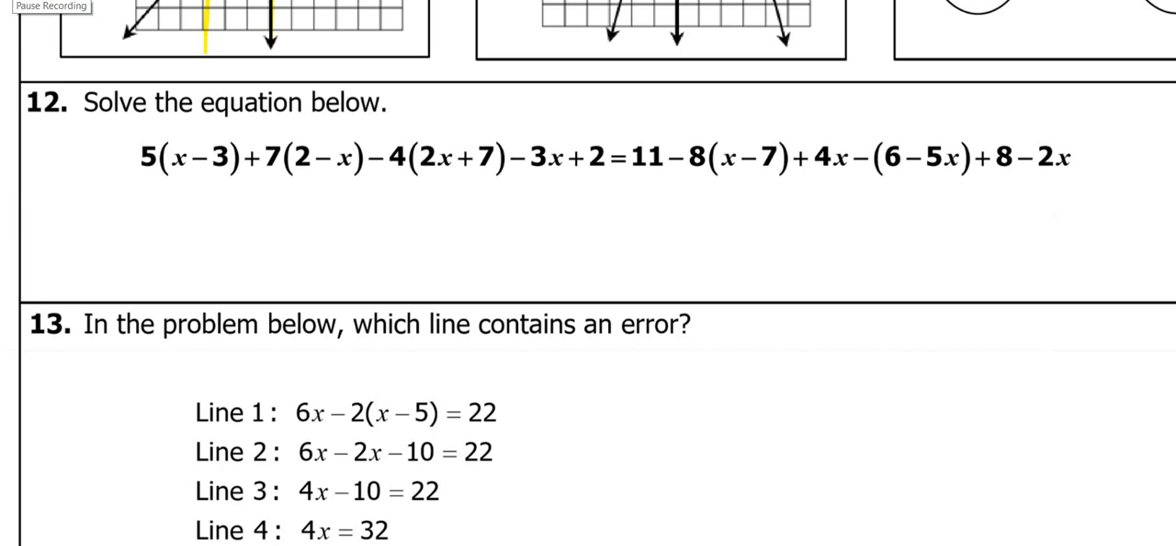Number 12. Solve the equation below. Okay, so what we're doing is we're solving for the single variable. Now, if we look across the entire long equation, there's only x's. Now, this may look extremely intimidating at first, but this is just a practice in making sure that you stay organized, that you're distributing properly, that you're not forgetting about any negatives or any positives, and that you're combining like terms correctly. So this is a nice long problem that just makes sure that you've practiced all of those skills. But in essence, this is not a hard problem.